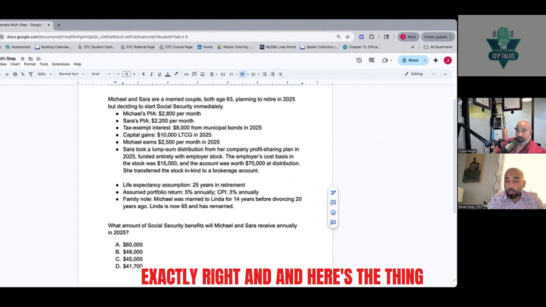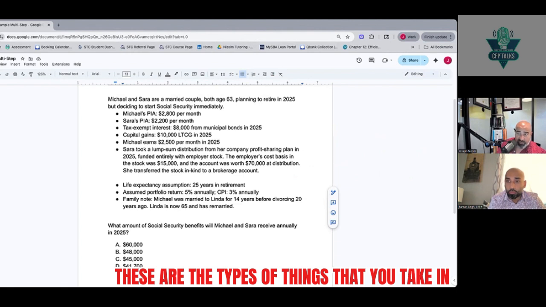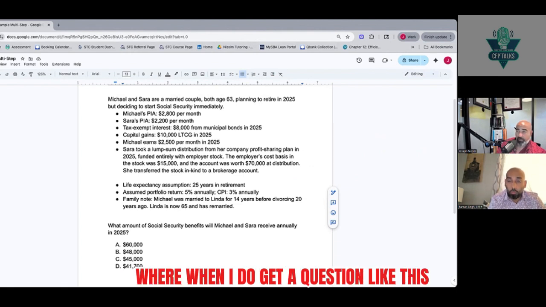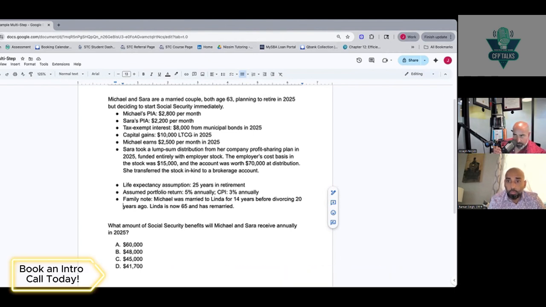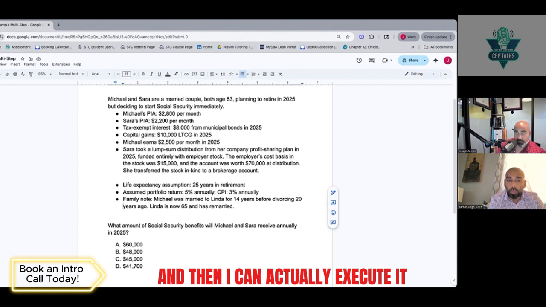And here's the thing. These are the types of things that you take in with you to the exam. When I do get a question like this and I am seeing multiple things, I'm writing out my little chart and then I can actually execute it.